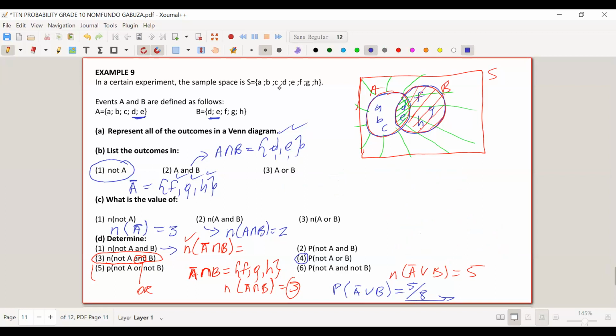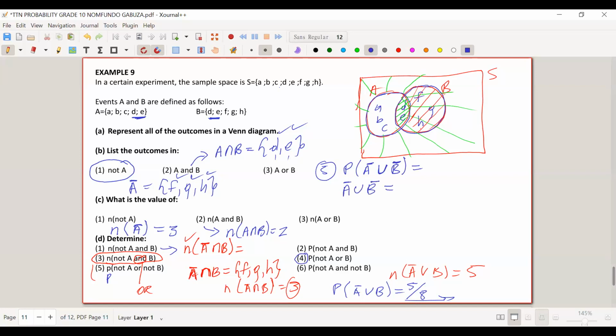Okay, so number 5, we are looking for the probability. It's supposed to be a capital letter P over here. The probability of complement A, what's not in A, or, which means union, what's not in B, which means complement of B. So let's first find the sets of this part over here.